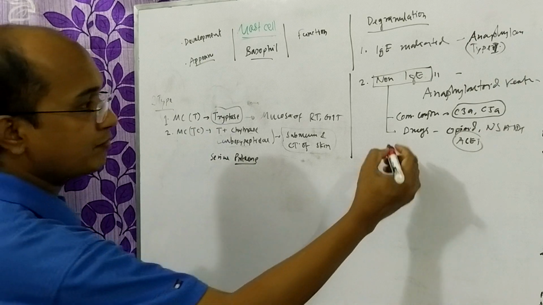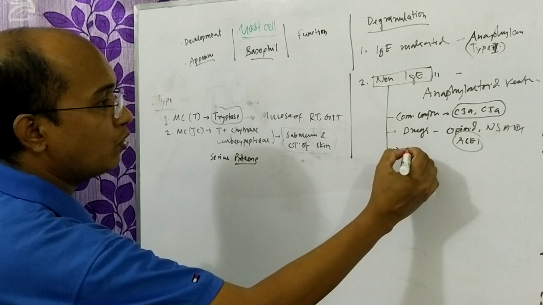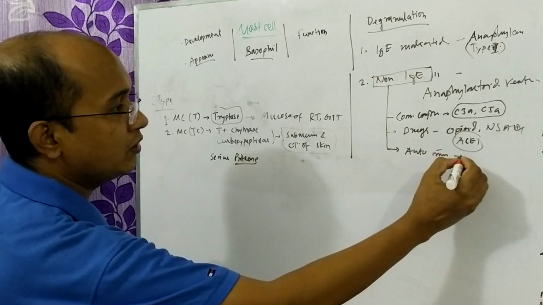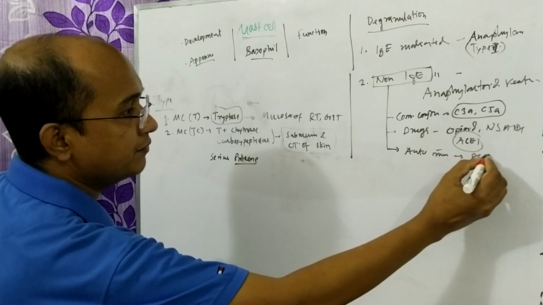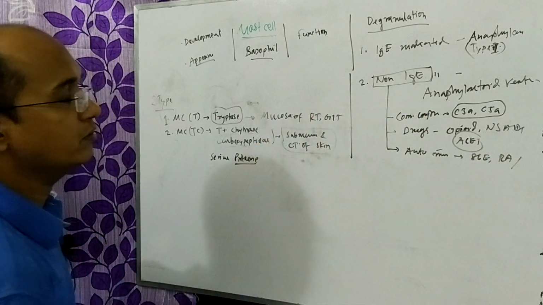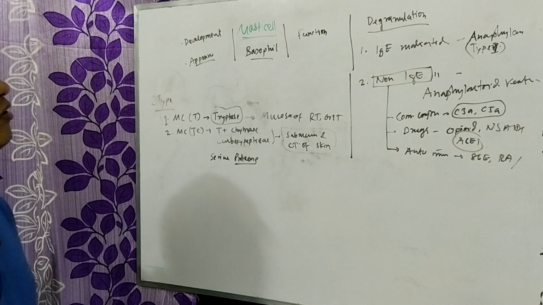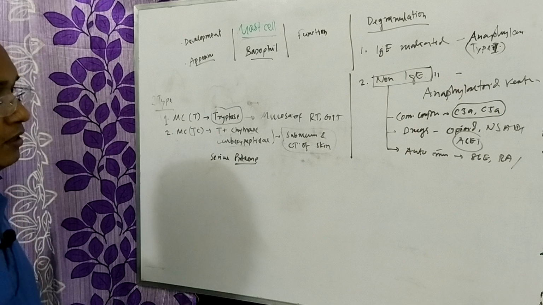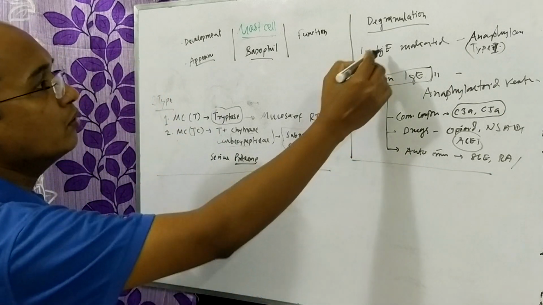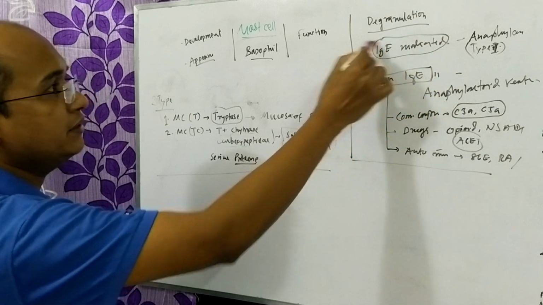And sometimes mast cell degranulation occurs in autoimmune disease like SLE, rheumatoid arthritis. Okay, so these are the process of degranulation of mast cell. Now I'd like to talk very shortly on the IgE mediated mast cell degranulation.